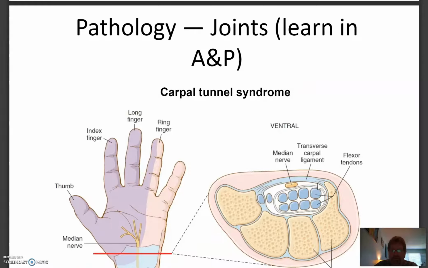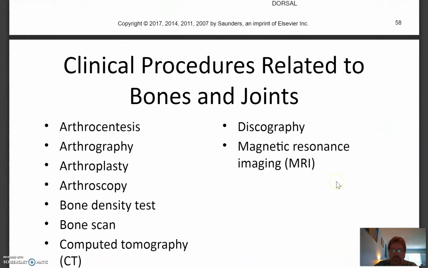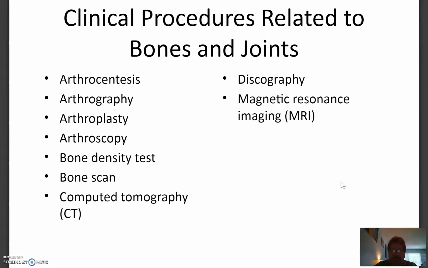Carpal tunnel syndrome is very common. You're going to have it in A&P. The median nerve, one of the 5 nerves in the arm, goes through a tunnel created by the positioning of the carpal bones and the tissues, and it can often get pinched and cause numbness and stuff in there. It's a common problem. I've treated many cases of it.